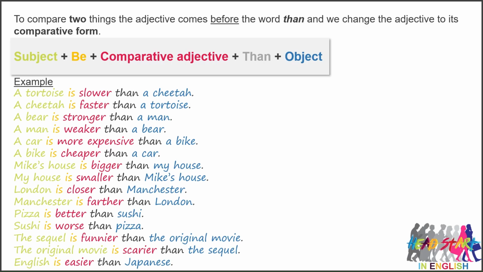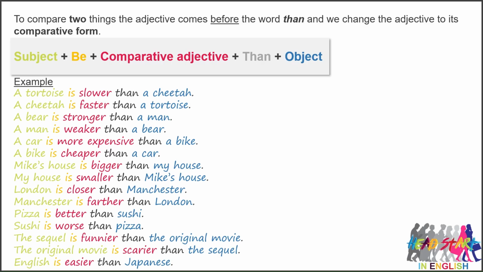Let's focus for a second on the comparative adjective. We're going to read through these examples. Do you notice any patterns emerging? A tortoise is slower than a cheetah. A cheetah is faster than a tortoise. A bear is stronger than a man. A man is weaker than a bear. A car is more expensive than a bike. A bike is cheaper than a car. Mike's house is bigger than my house. My house is smaller than Mike's house.